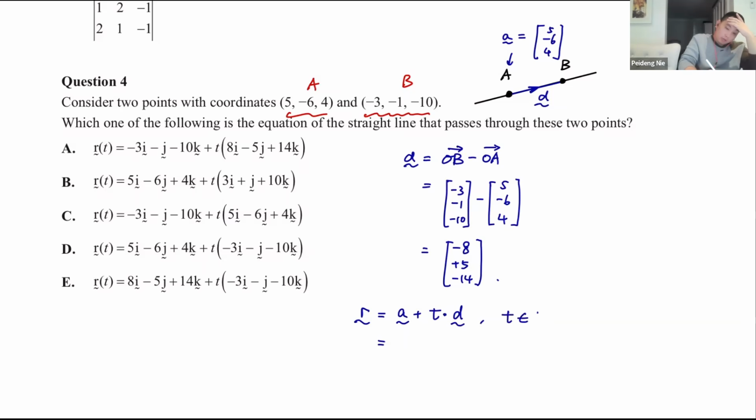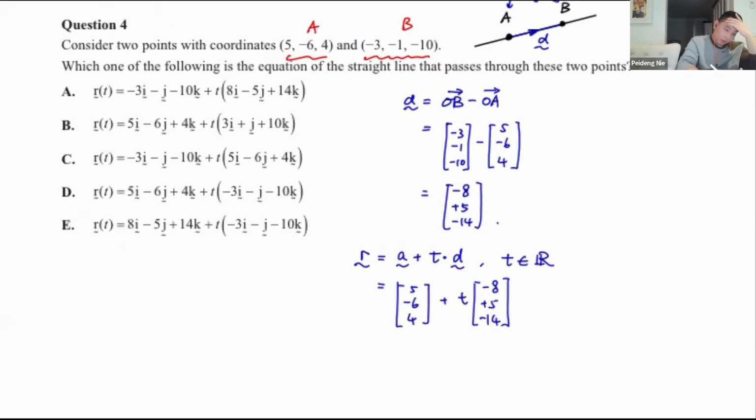T is any real number. So I'm going to say this is (5, -6, 4) plus T times (-8, 5, -14), okay? Which means I'm going to use... which one is a suitable option?